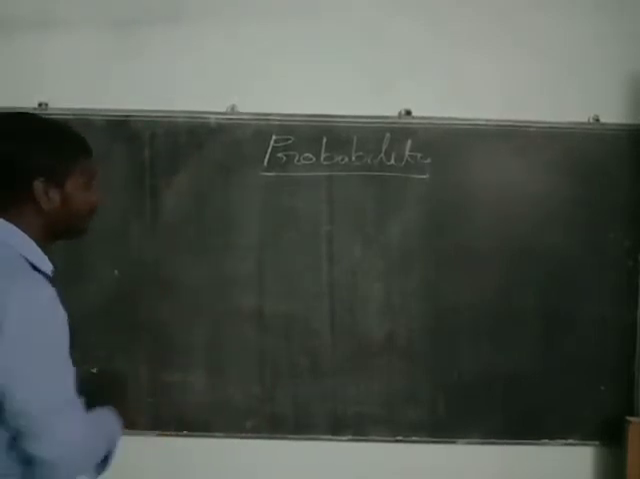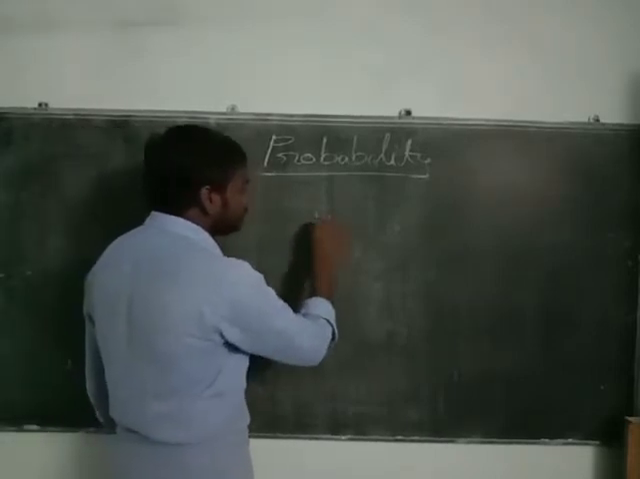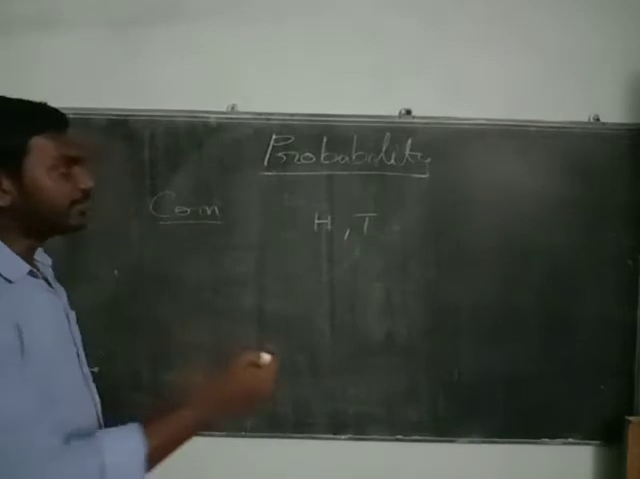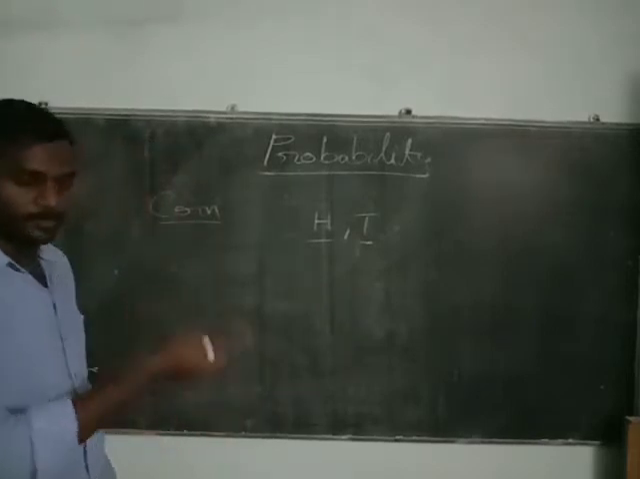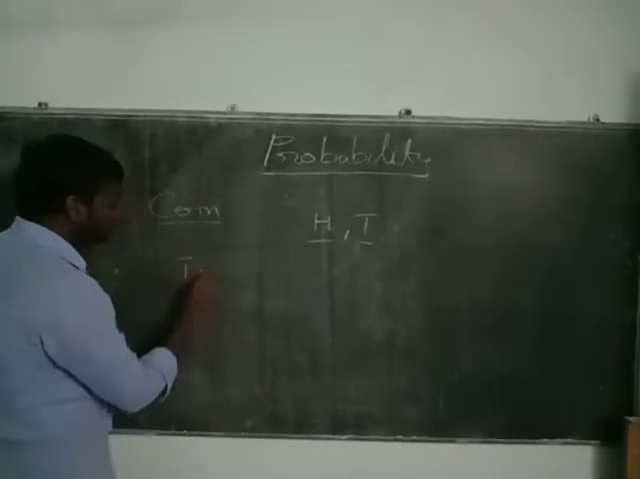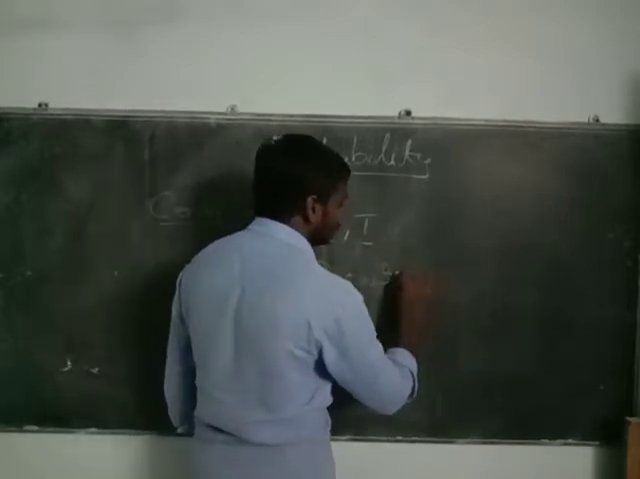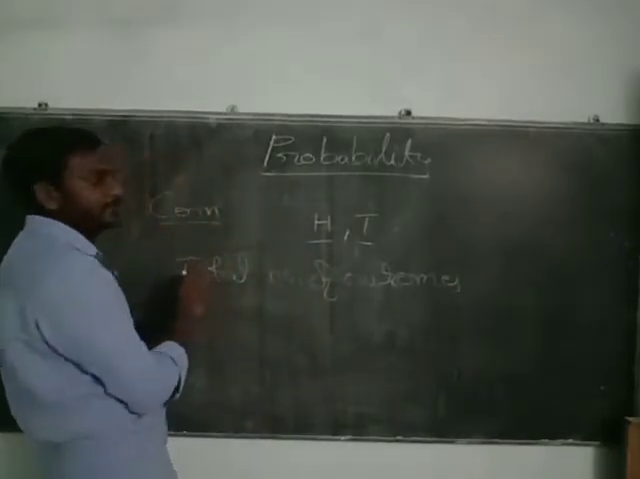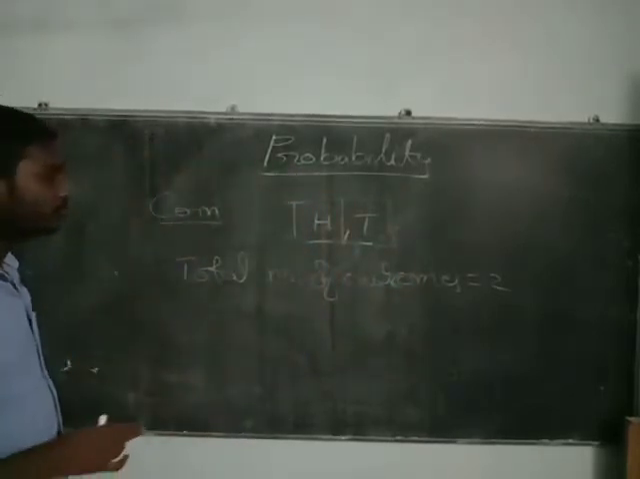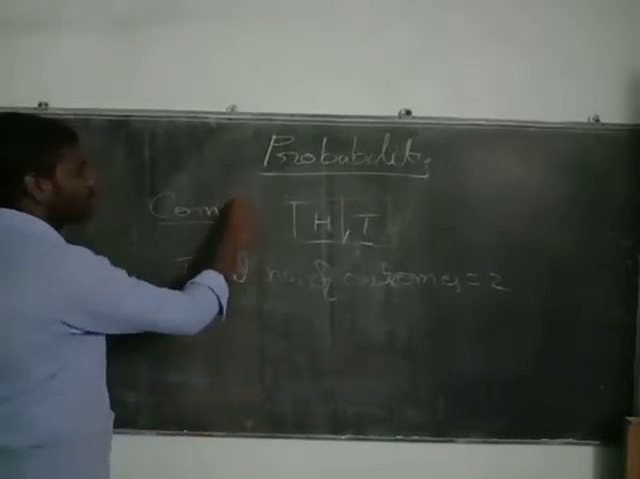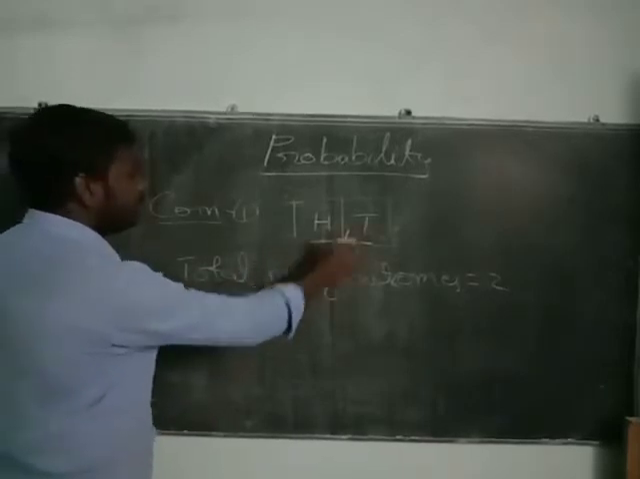For this, the best example is taking a coin. A coin has two sides. One side is nothing but head, another one is tail. So whenever I toss a coin, I might get either head or I might get a tail. So the total number of outcomes whenever I toss a coin is nothing but 2. Why? I can get either head or tail, so I can get only 2 types of outcomes.